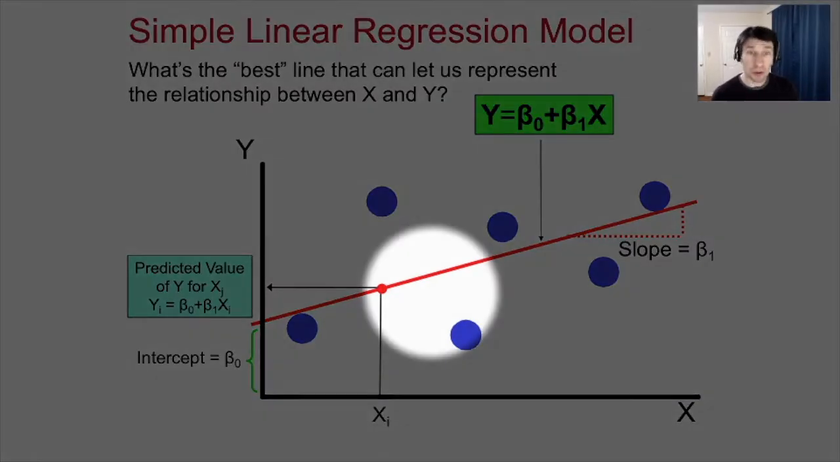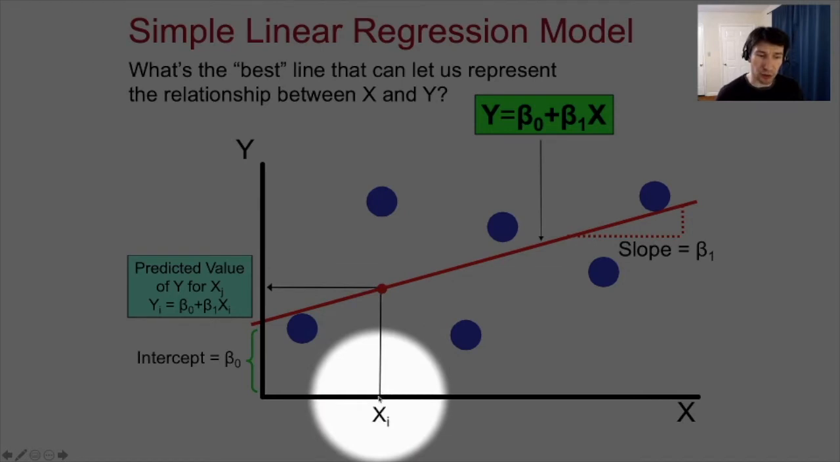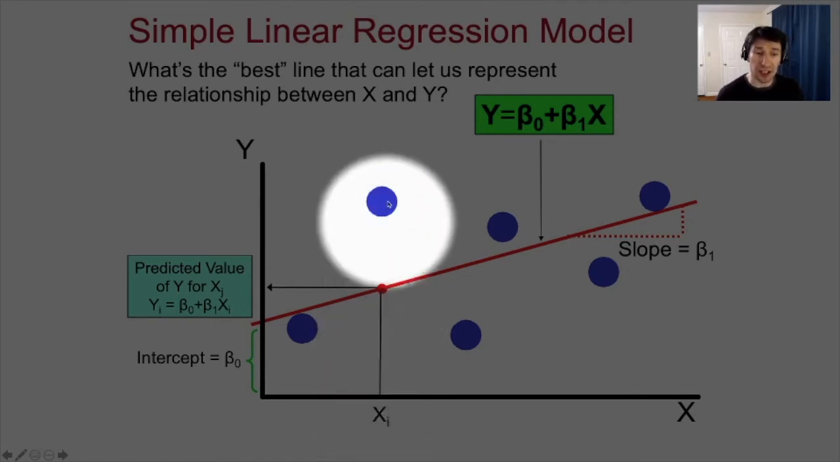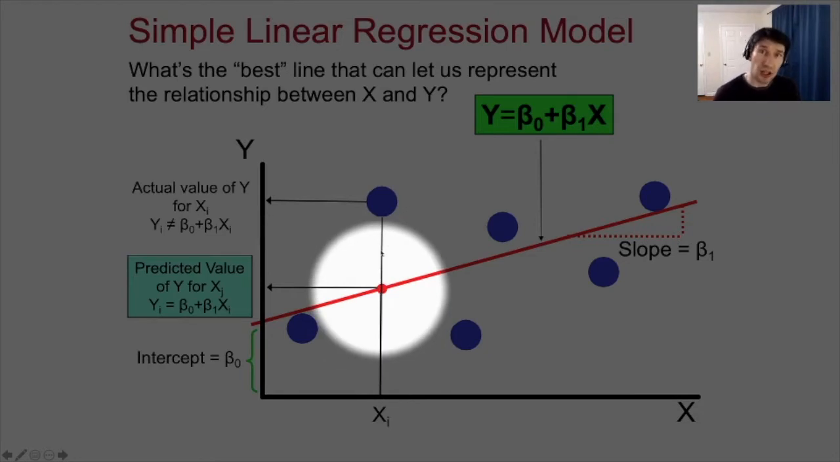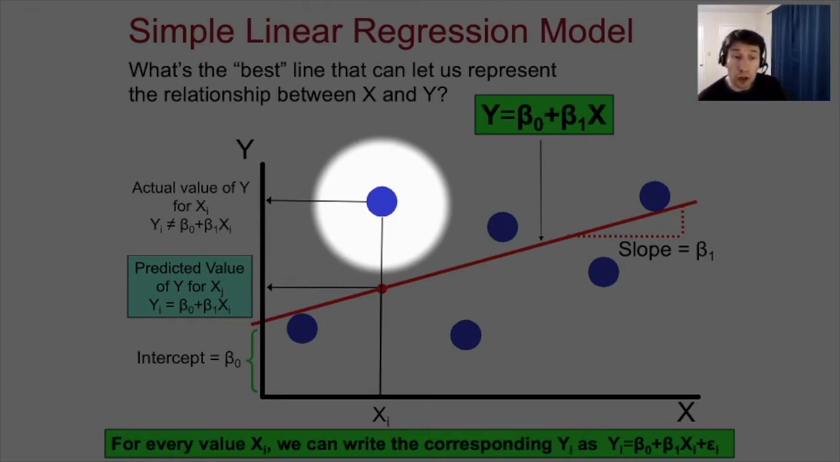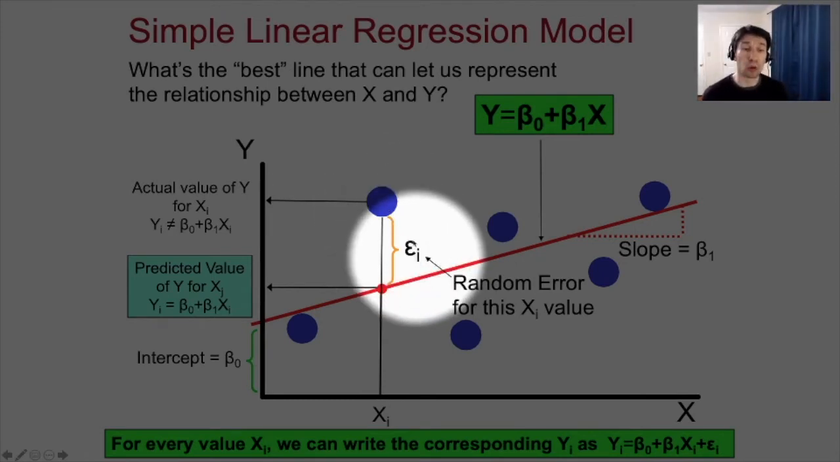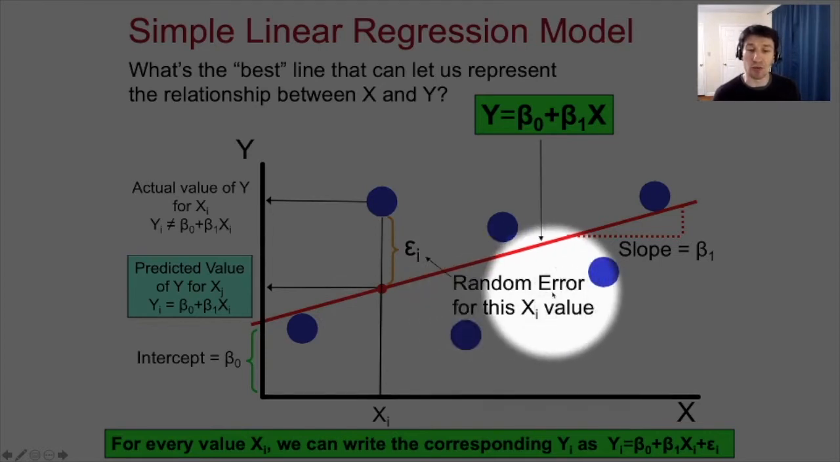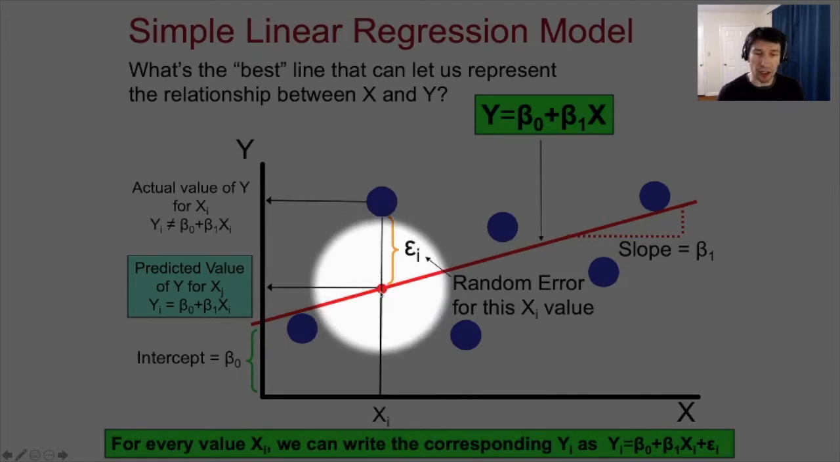But you may have noticed, what's this point doing here? That is the value for y given xi. It's not here, it's there. We actually know it. So the predicted value is not accurate. It is different from the actual value. And what do we call that difference? We're going to call that difference between the predicted value and the actual value epsilon, epsilon i. We call it the random error. This is the random error associated with this particular x value.